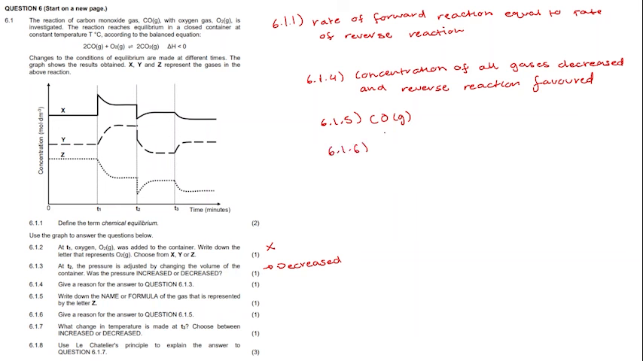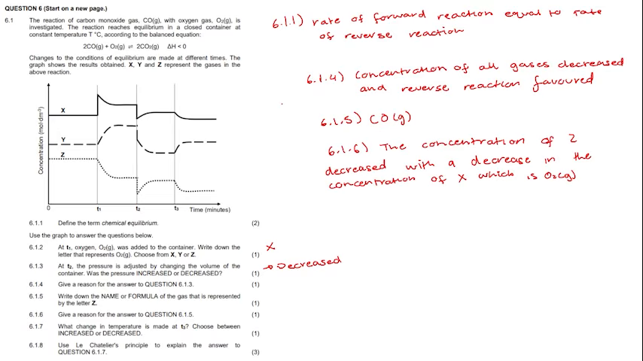Question 6.1.6. Give a reason for your answer for question 6.1.5. As we have said, the concentration of Z decreased with a decrease in the concentration of X, which is O2. Question 6.1.7. What change in temperature was made at T3? Choose between increased or decreased.